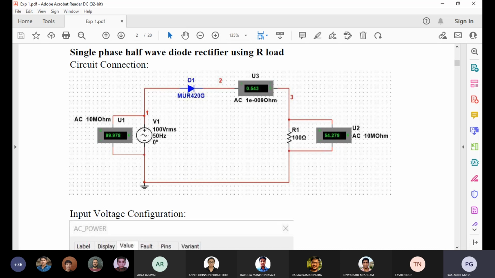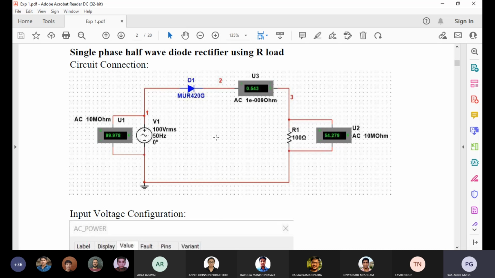What you need to see is your average output voltage. How is it changing? Is it fixed or is it changing? That you need to see.